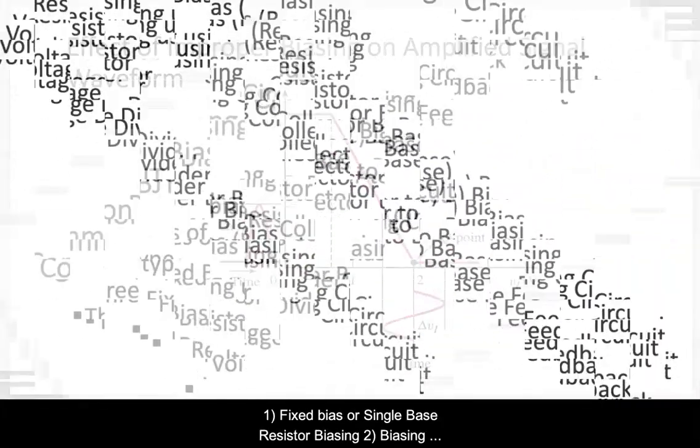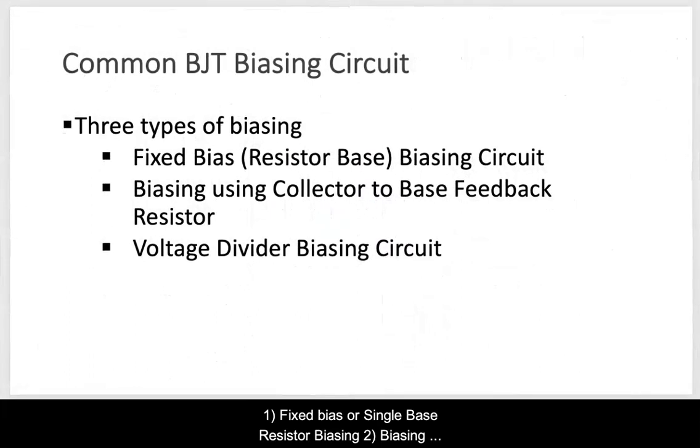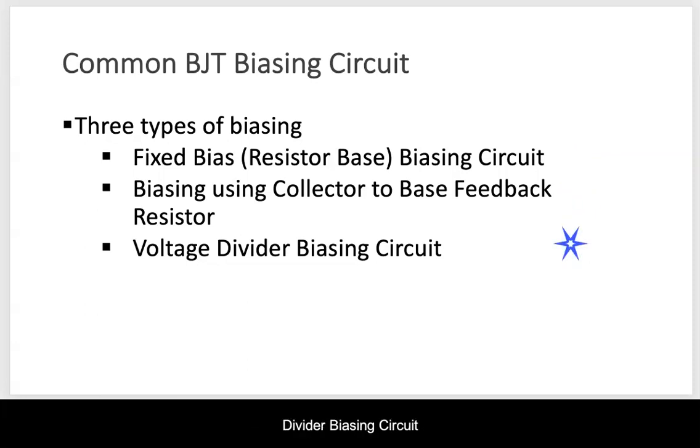In this video, we will discuss three types of biasing circuits. First, fixed bias or single base resistor biasing. Second, biasing using a collector-to-base feedback resistor. And third, the voltage divider biasing circuit.